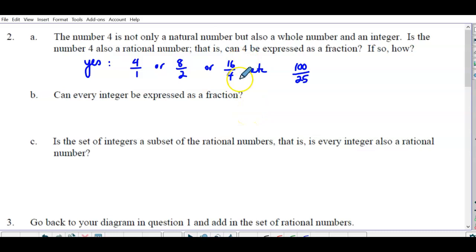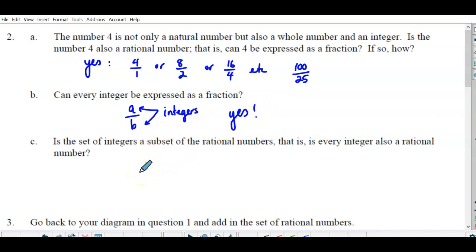So, yep, that confirms that it is a rational number. We already knew that it's a natural number, a whole number, an integer. Can every integer be expressed as a fraction? Yes, it can, because you can always remember the definition for rational: these both have to be integers. So if we're trying to express an integer as a fraction, we can put it in the numerator and just put 1 in the denominator. Okay, so yes.